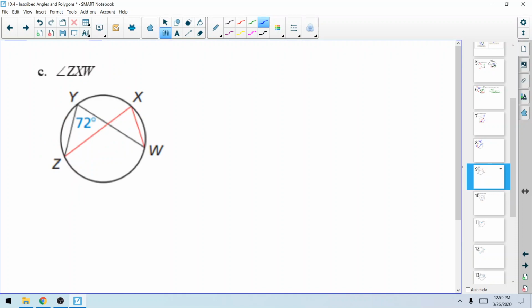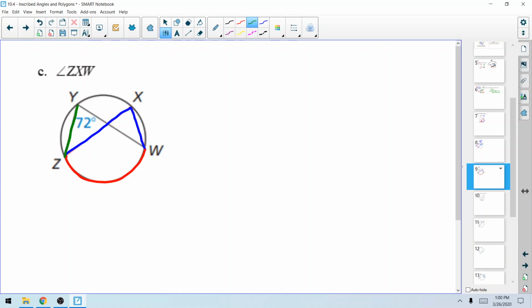Letter C, find the measure of angle ZXW. So ZXW. I find my intercepted arc right there, which means it's got to be half of that. So if you already know what it is, fantastic. If you don't, let's think about this.